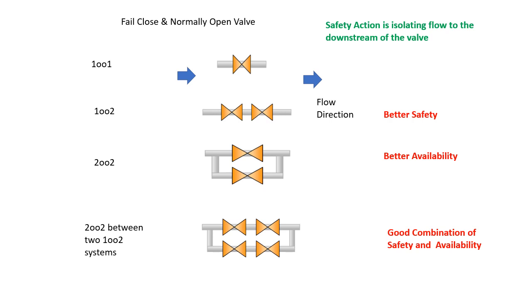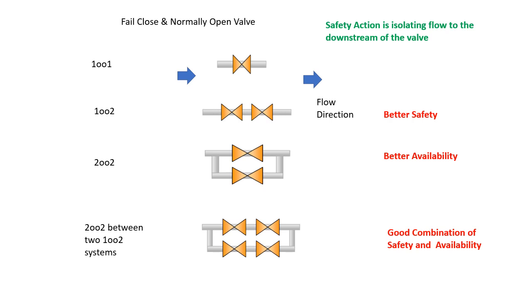And the last case is a good combination of safety and availability, because in case any of the two valves, from each of the lines, gets closed, it isolates the process. So this is a good combination of safety and availability.